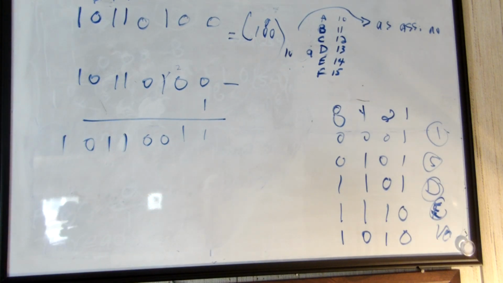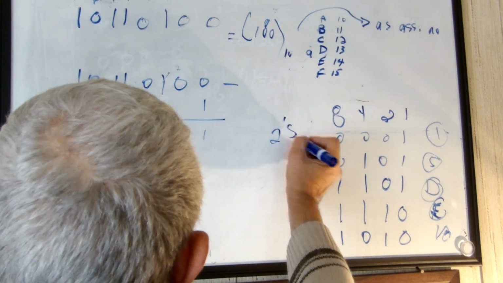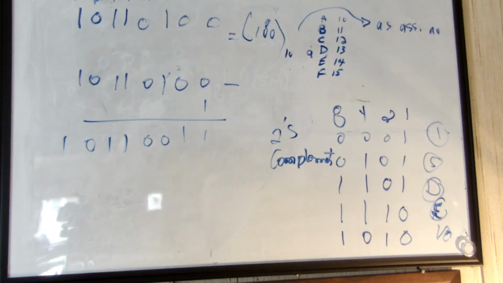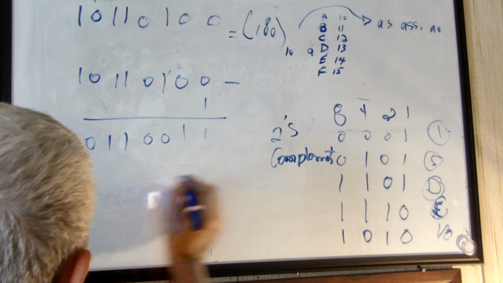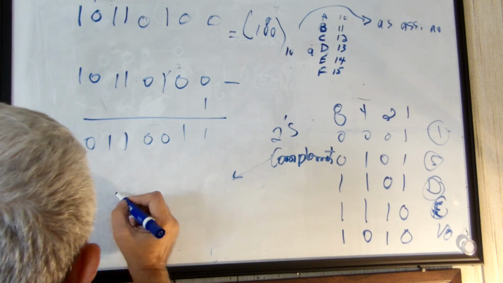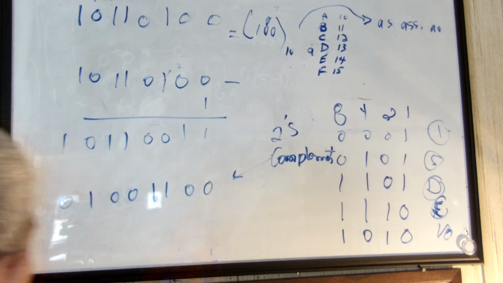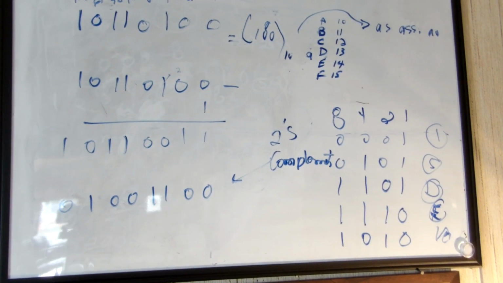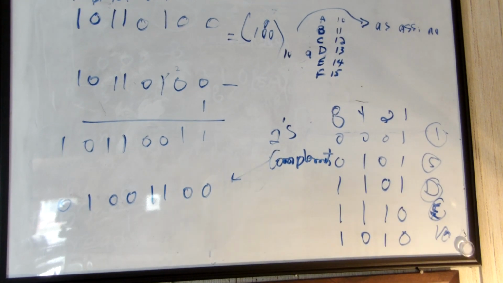It's going to be like this, and then if you flip it, on a computer using 2's complement, okay? When you use 2's complement, you reverse this one, so this is going to be 0, 1, 0, 0, 1, 1, 0, 0. Okay, this is 2's complement, and that one is a signed number.